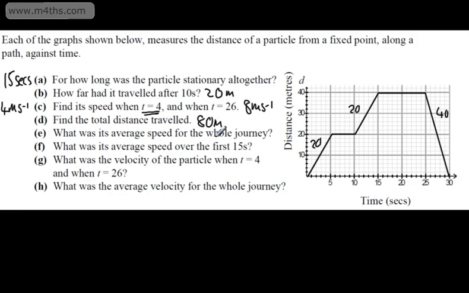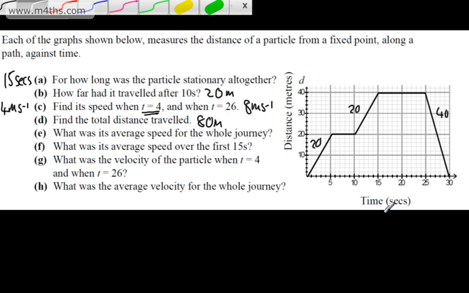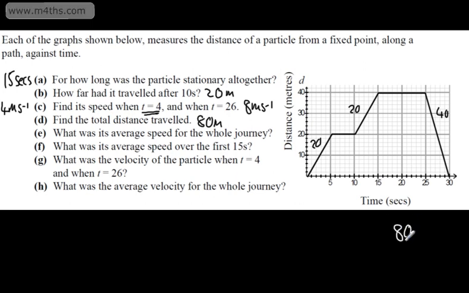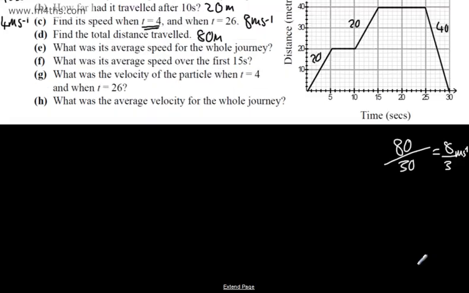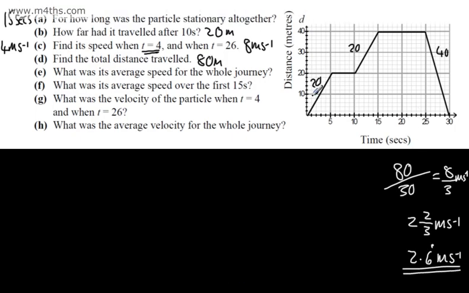Average speed for the whole journey, well, what we have here is 80 meters divided by 30 seconds. So if this is in meters per second, let's just write this here. So we have the distance, which is 80, so average speed for the whole journey divided by 30, and that's going to give us 8/3, and that would be meters per second. So if you wanted to write that, that's going to be 2 2/3 meters per second, or you could say 2.6 recurring meters per second. So that's what we have now for the average speed.